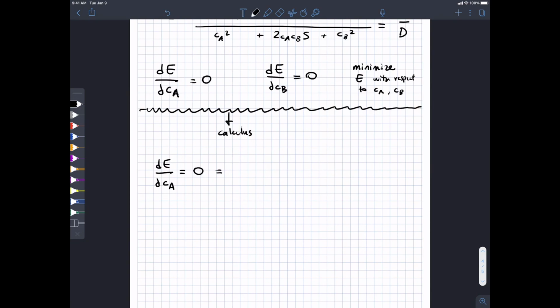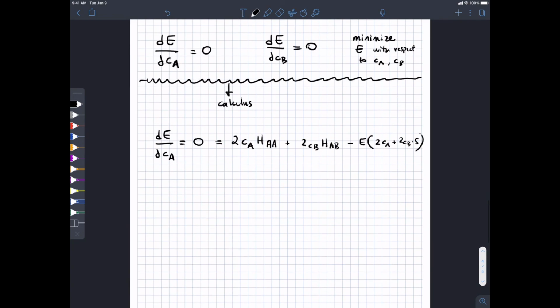So that's going to equal, for the first one, 2 times CA times HAA plus 2 times CB times HAB minus energy times 2CA plus 2CB times S. Which we can simplify. 0 equals CA times (HAA minus energy) plus CB times (HAB minus E times S).